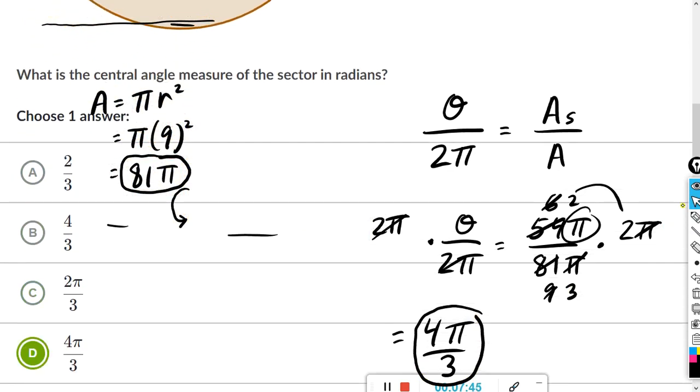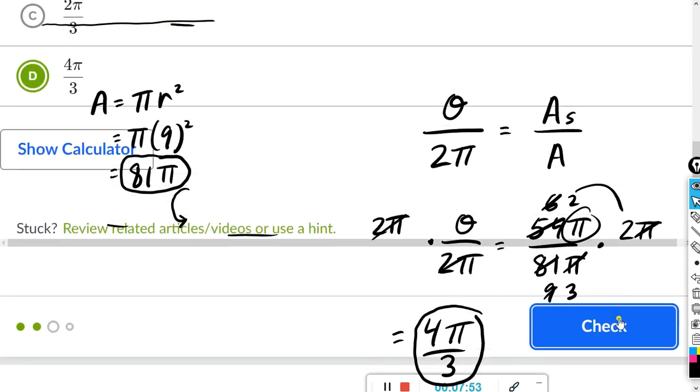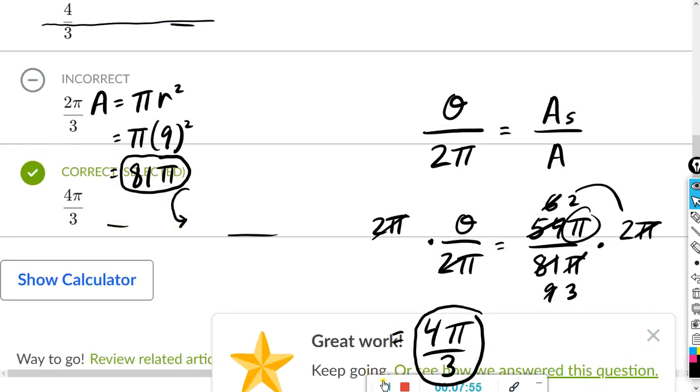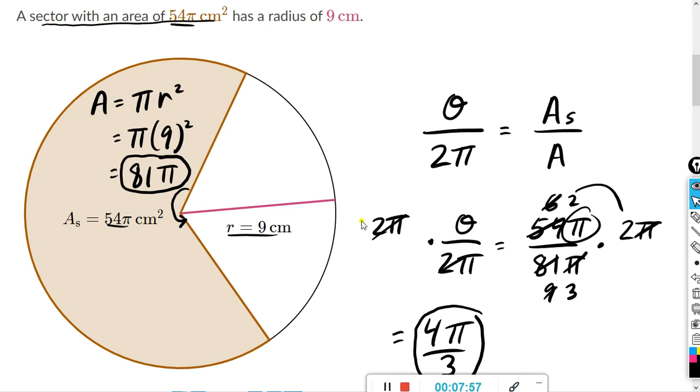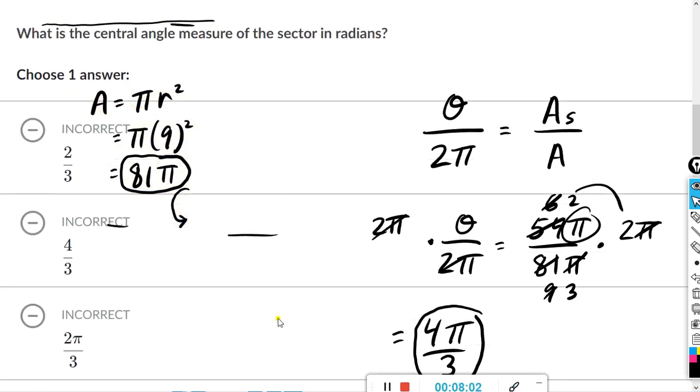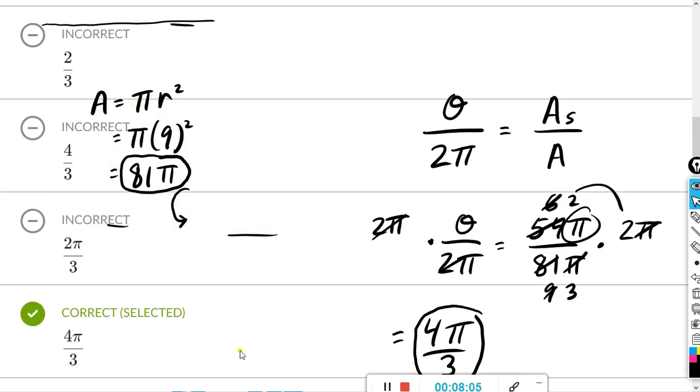Answer D. Okay, be careful here. They tried to trick us. They have 4/3 without the pi. This is 4 pi over 3. Answer D. I'm pretty sure all of the problems that are in radians will have pi in the final answer.